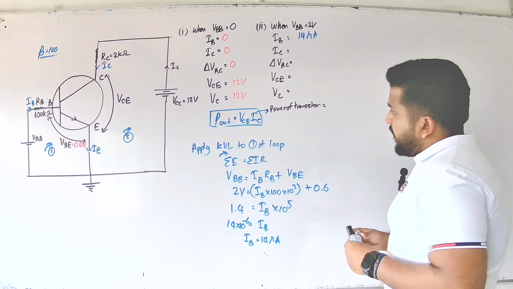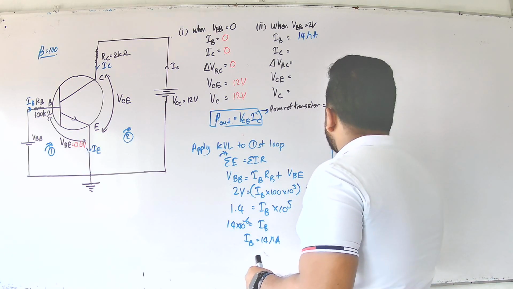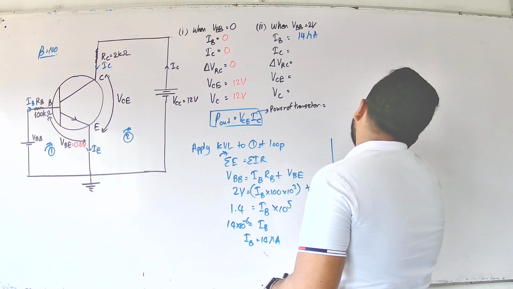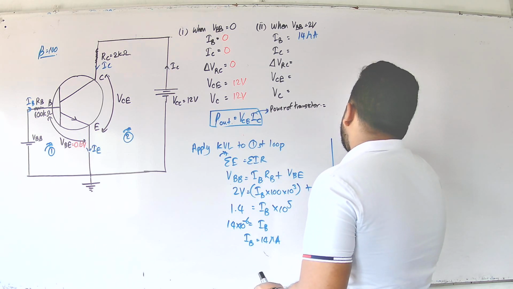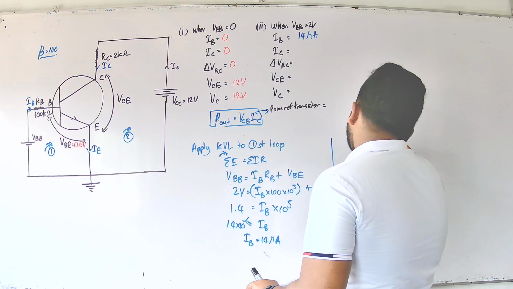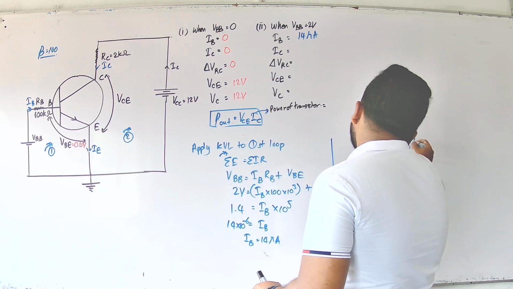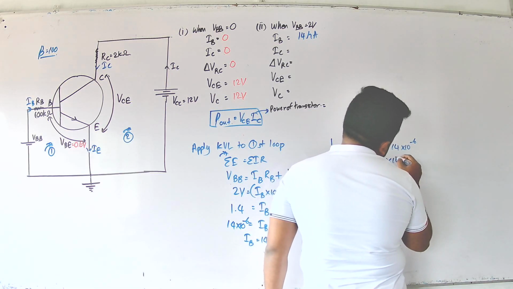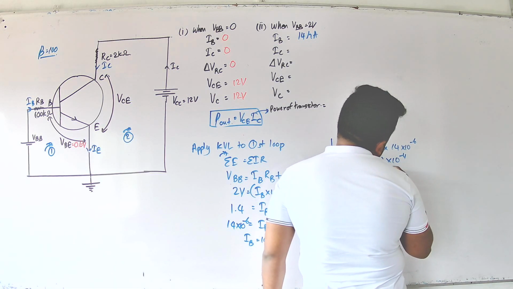So what is IC? We have to use IC equals beta IB. Beta is 100 and IB is 14 into 10 to the power minus 6. That means 14 into 10 to the power minus 4, which is 1.4 milliamps.